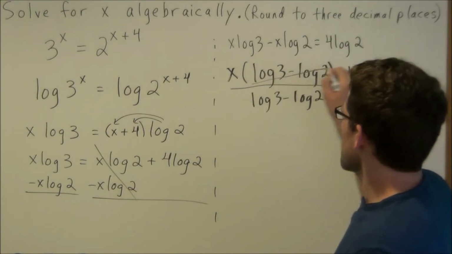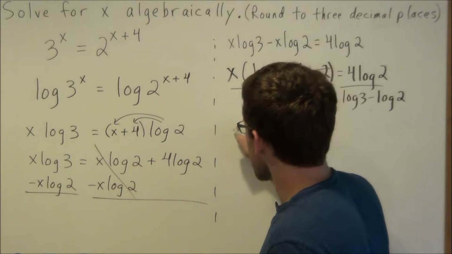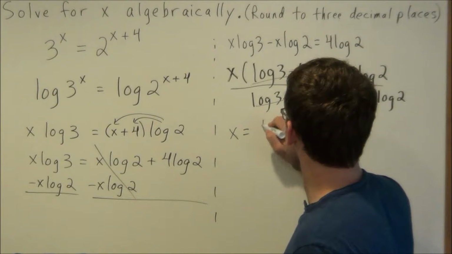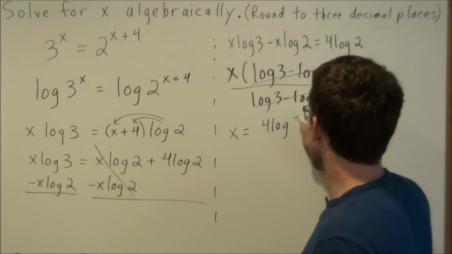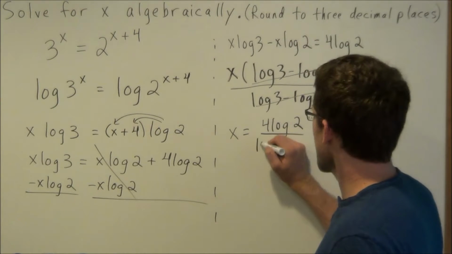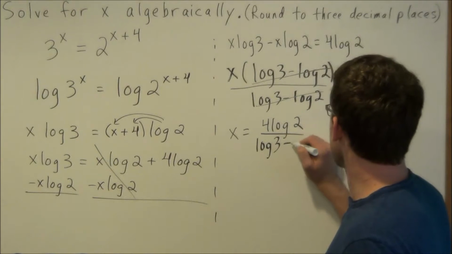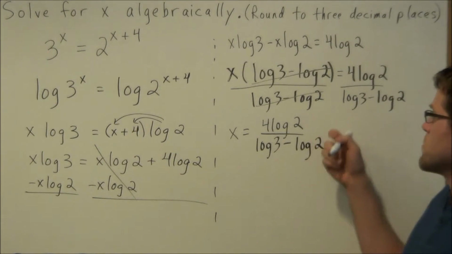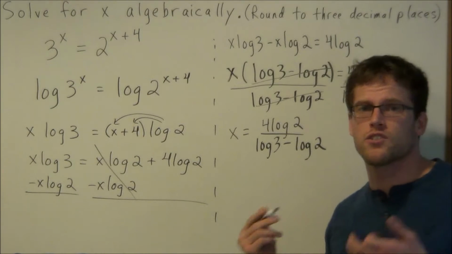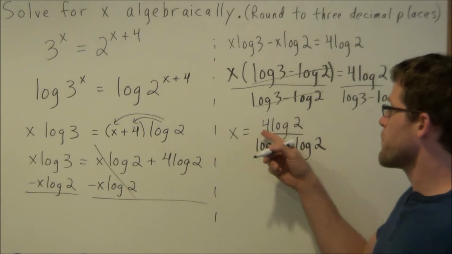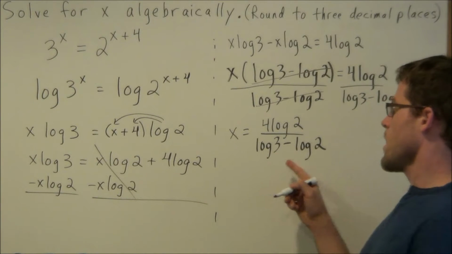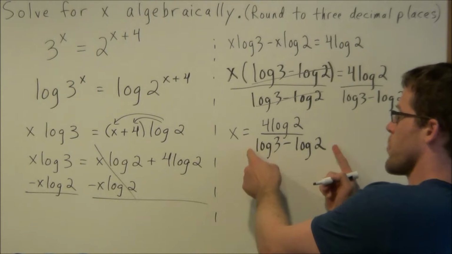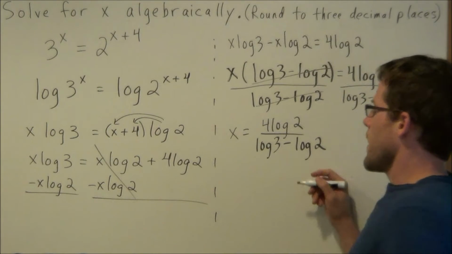Okay, so then for this part here, we have our final answer: x is equal to 4 log 2 divided by log 3 minus log 2. Now to get a decimal for this expression, we can just use a calculator. So you could type in 4 log 2 divided by, and be careful: when you divide, make sure you put parentheses around this term here.